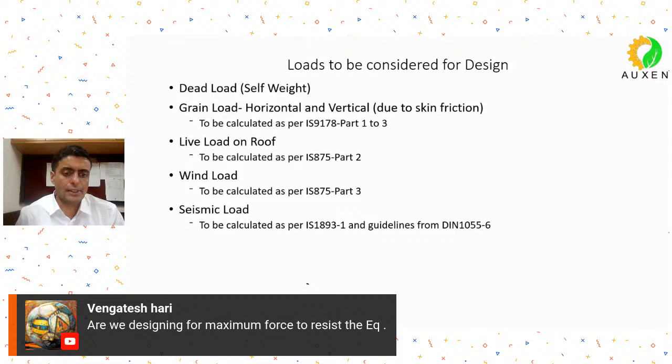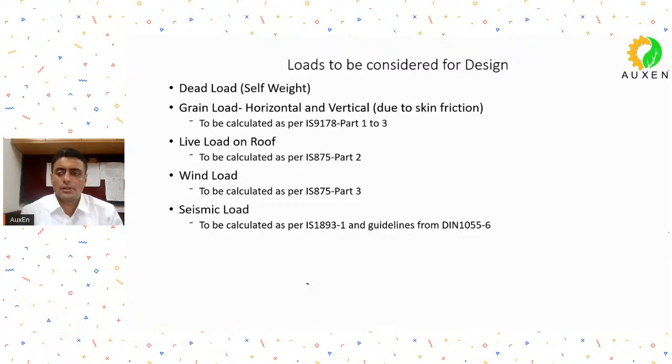Venkatesh is asking, are we designing for maximum force to resist the earthquake? Yeah, by taking R equal to 1.5, we are effectively saying that our system does not have the capacity to dissipate the earthquake forces through inelastic behaviors. So yes, basically we are designing almost at the elastic level. Okay, so good.